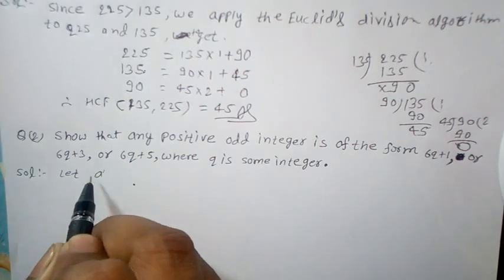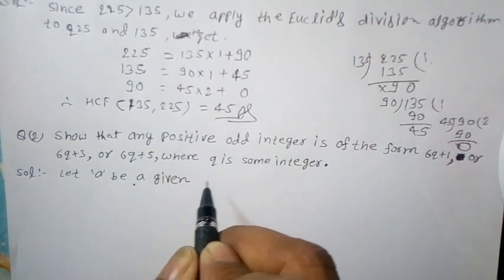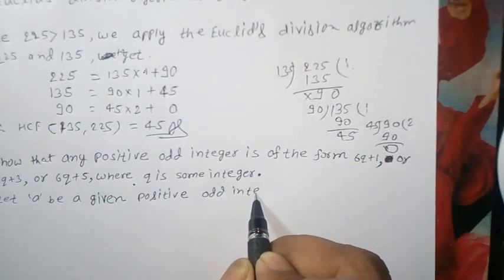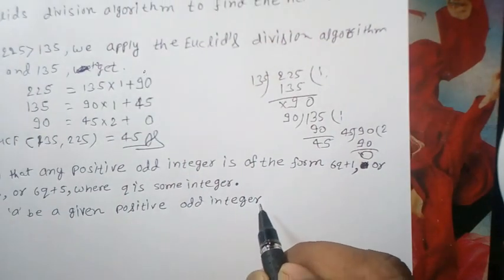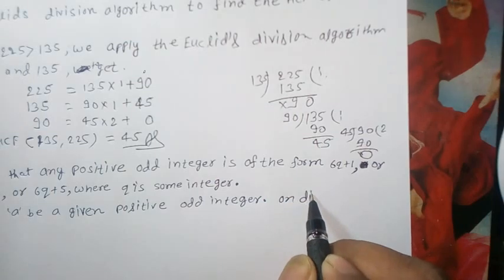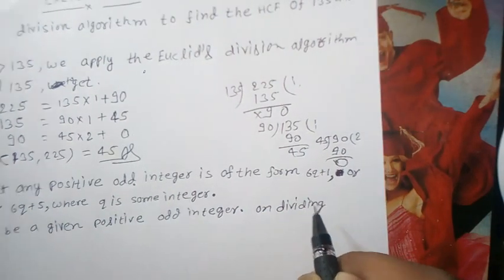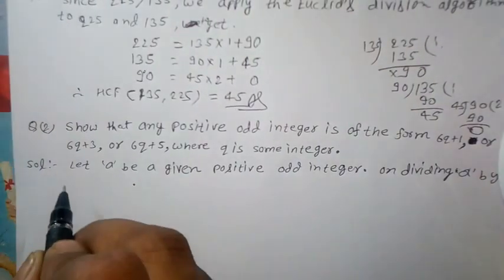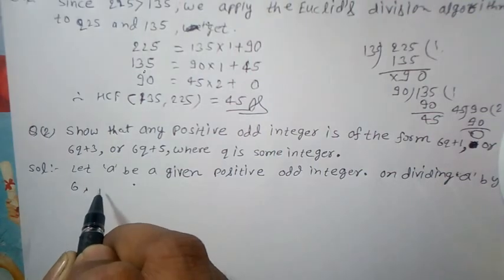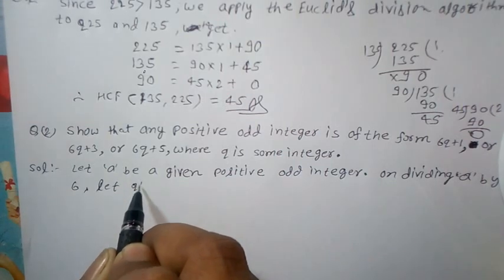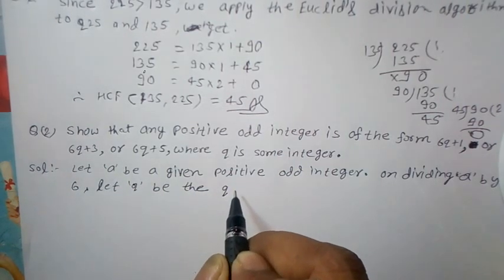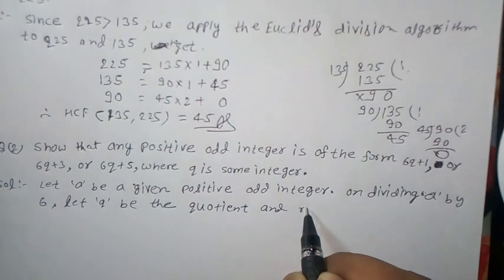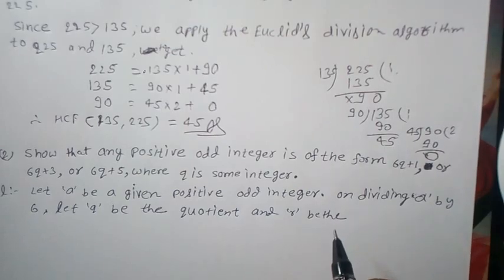Let a be a given positive odd integer. On dividing a by 6, let q be the quotient and r be the remainder.